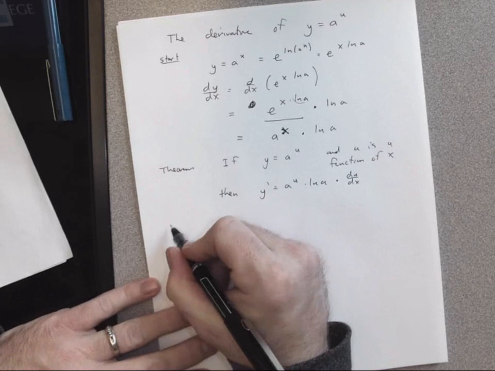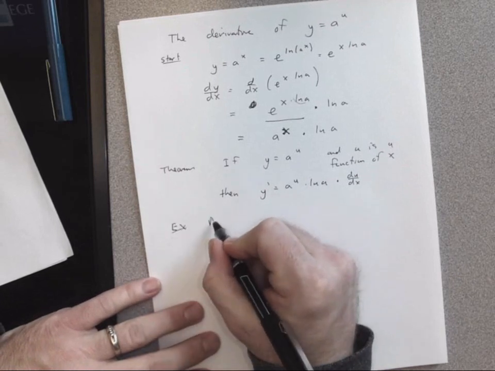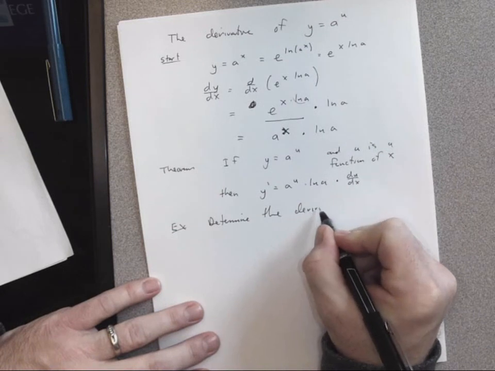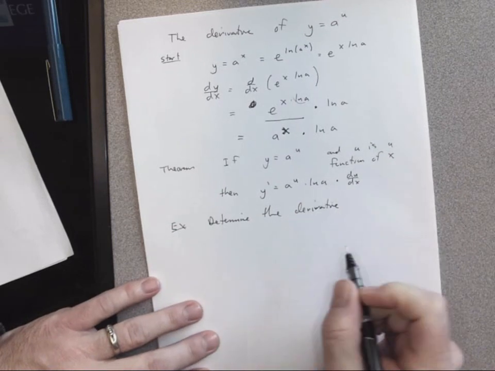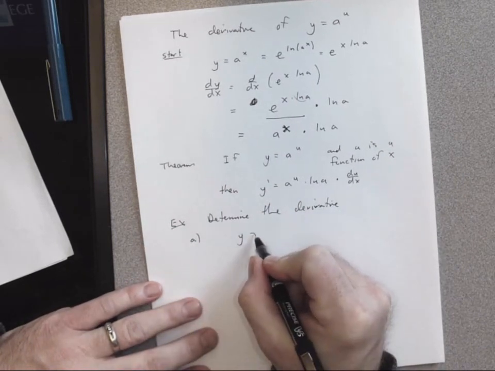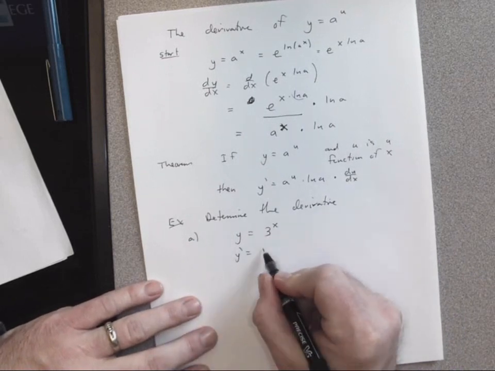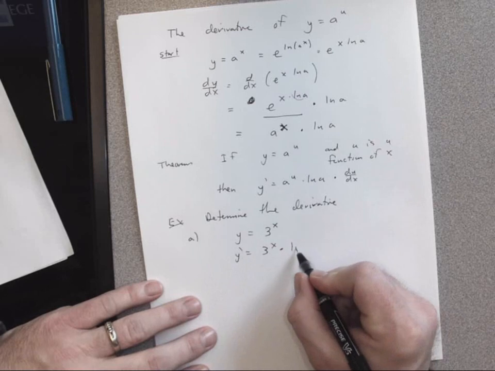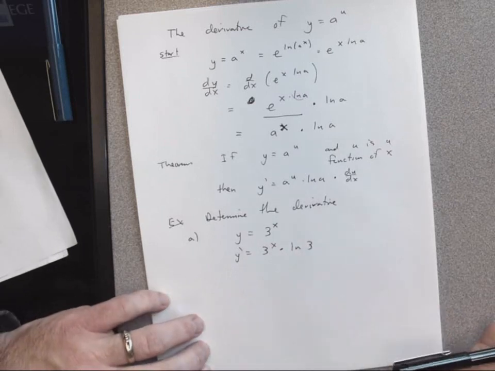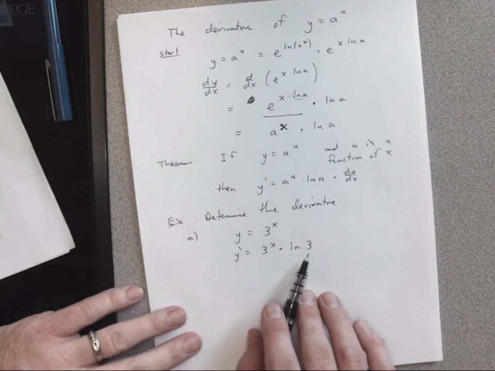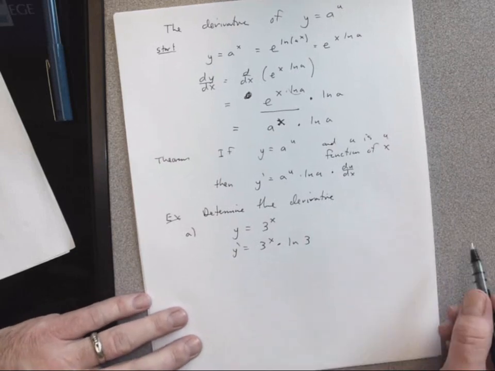So in practice, for an example, determine the derivative. If I have y is equal to, say, 3 to the x, well then y prime is going to be equal to 3 to the x multiplied by the natural log of 3. Really what we have is this, I kind of call it a correction. You have this base 3 correction. It's kind of how you have to fix this.